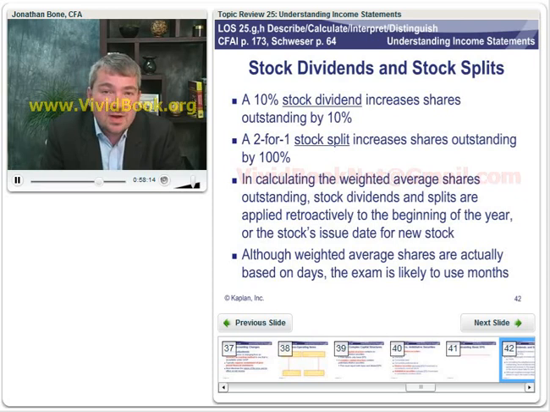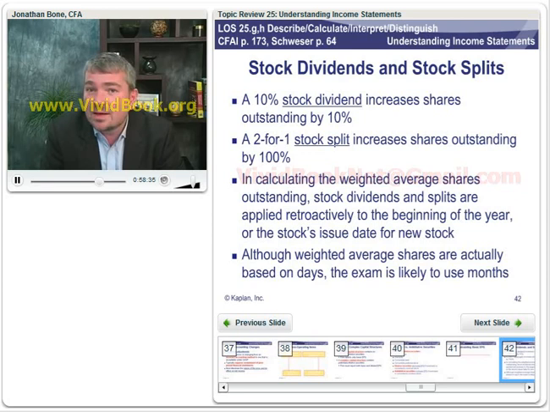Again, no cash is raised. Now, of course, these are purely cosmetic transactions. However, because the number of shares increases, it's going to cause EPS to fall. So what we're actually going to do is pretend that the stock dividend or stock split occurred at the beginning of this year. So we're going to apply it retroactively to the beginning of this year.